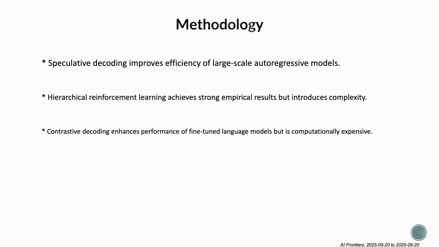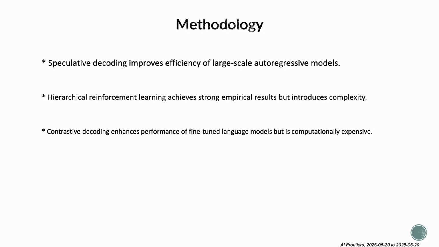Several common techniques are employed across the papers, each with its own strengths and limitations. Speculative decoding is used to improve the efficiency of large-scale autoregressive models by enabling multiple steps of token generation in a single forward pass. While it enhances throughput, it can be challenging to implement effectively.